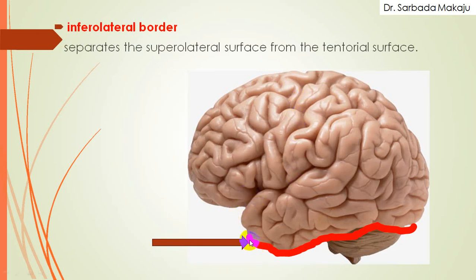Now one more border that is present inferiorly is known as the inferior lateral border. This inferior lateral border separates this surface, which is known as the superior lateral surface, from the inferior part of the surface, which is known as the temporal surface.